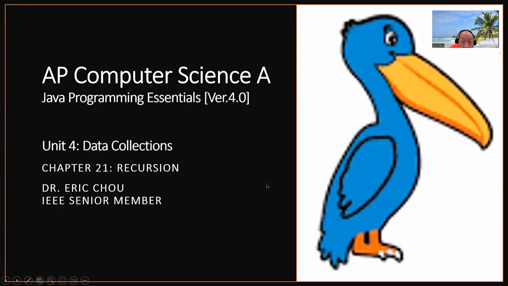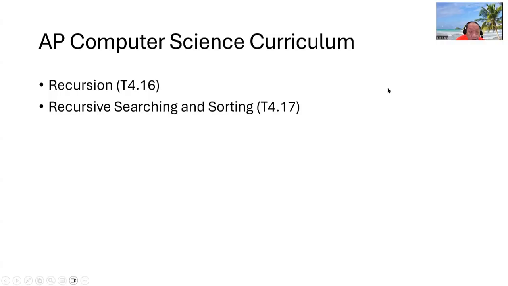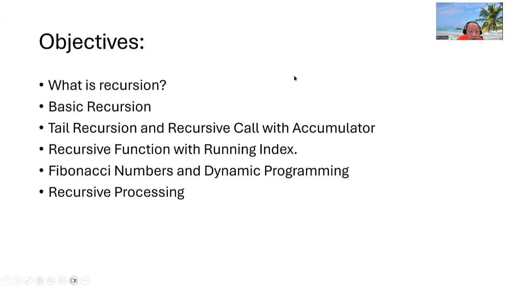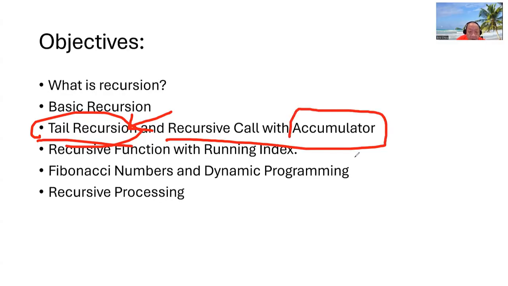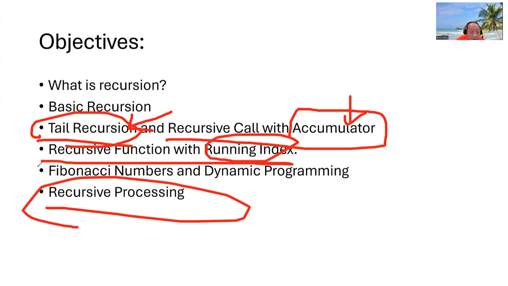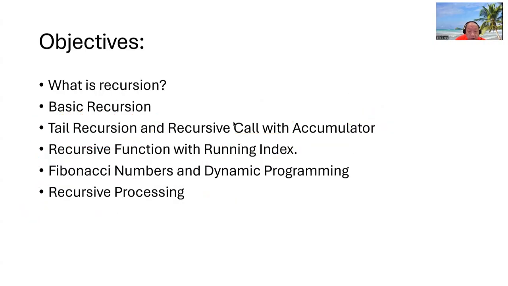So we talked about the iterative algorithm, for loop, while loop, and more. And now this is the time we officially introduce recursion. First you need to know what is recursion and what is basic recursion. And then you need to know what is tail recursion and what's good about it, why people like tail recursion, and how you write a function with an accumulator. And then you write a recursive function with a running index. And then you work on using recursion to solve problems. So these are the different topics covering recursion.